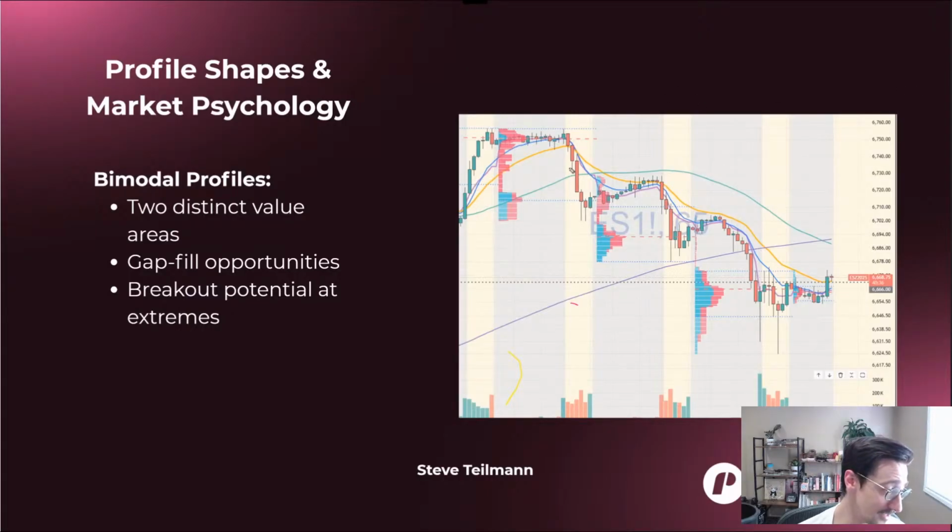There we go. Okay. This is what we are going to be looking at right up here. So this is a bimodal volume profile. See, really clear. Two nodes. One here, one here. So let's talk about what this means. This is a setup where you often will get gap fill opportunities. And why that is, is because it's essentially playing ping pong up here.